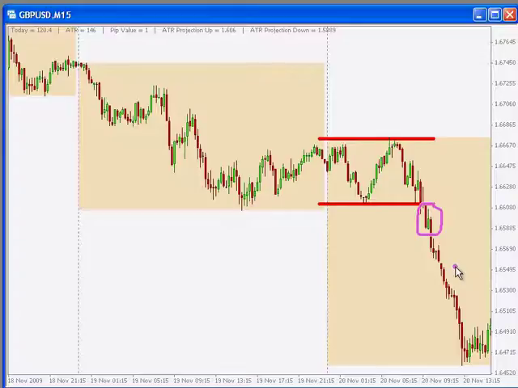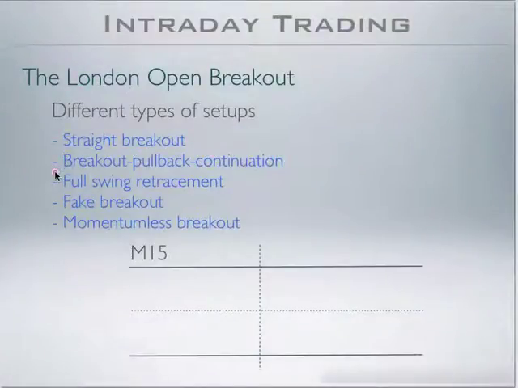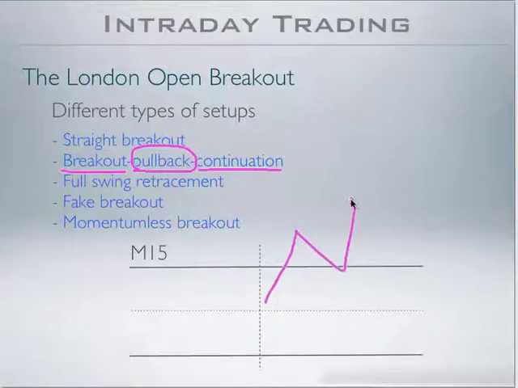All right, well, now that we've explained what the breakout pullback continuation pattern looks like, and now that we know that we don't want to profit from the initial breakout, but instead we want to wait for the pullback, and around that pullback we want to base our entry in order to profit from the continuation part, okay, from the second push. All right, from the second push, not this one, guys, but this one.